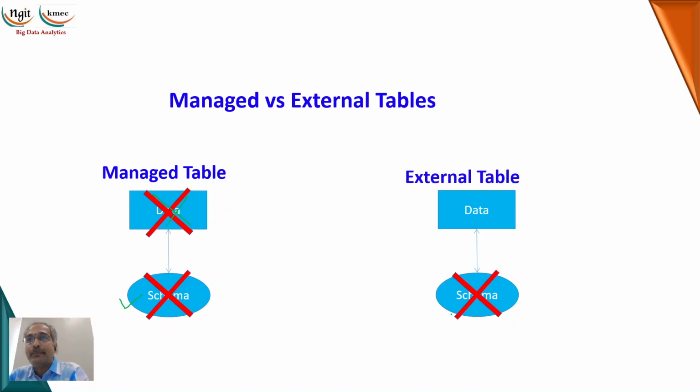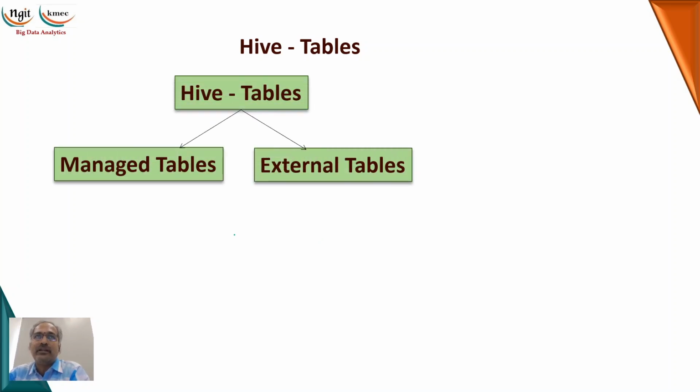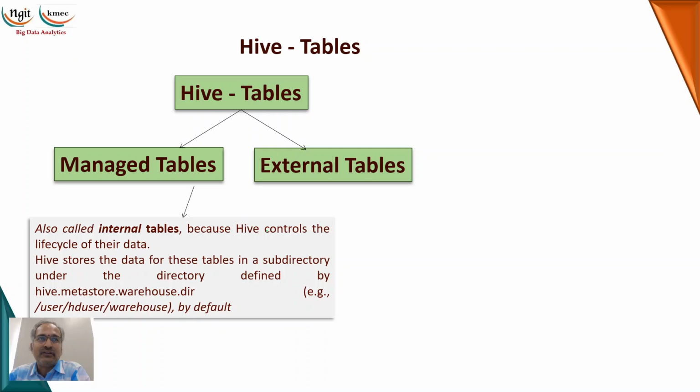But an external table means if you drop the table student, only the schema will be removed from the Hive environment, but the original data remains in the HDFS. So in the external table, the data will not be removed. In the managed table, the data will be removed. So these are the two different types of tables available: managed table and external table.